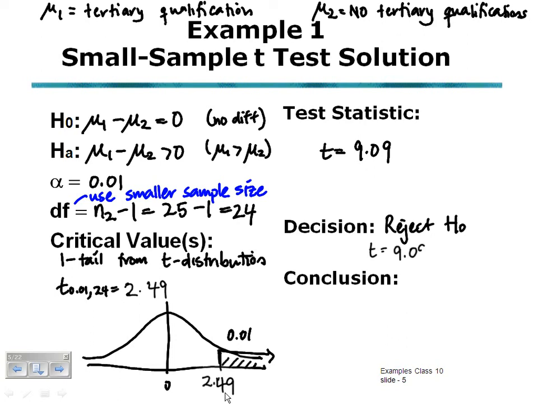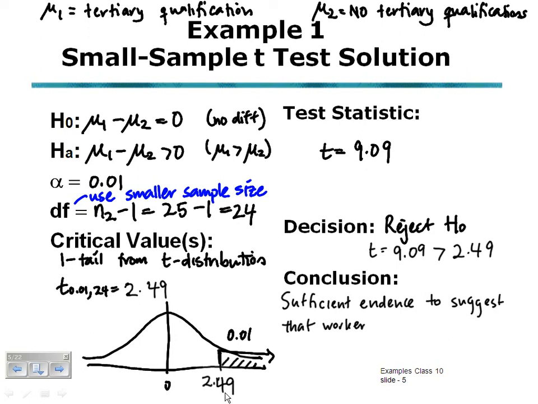So we have evidence here, and our conclusion would be, in the context, we have sufficient evidence, well, we have strong evidence, in fact, here, to suggest that workers without tertiary qualifications have a lower mean income than those with tertiary qualifications, which was our original hypothesis. So again, we have sufficient evidence to suggest that workers without tertiary qualifications have a lower mean income than those with tertiary qualifications, which is great evidence to suggest it's worth going to university.